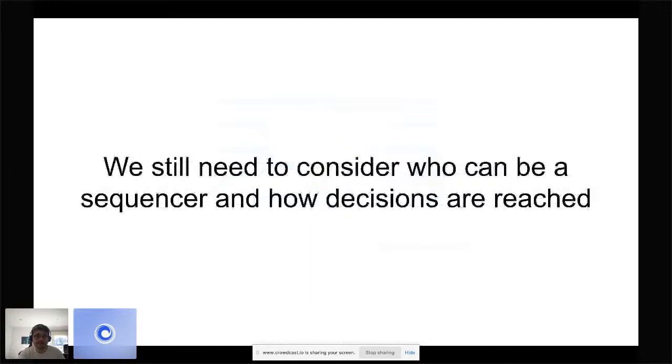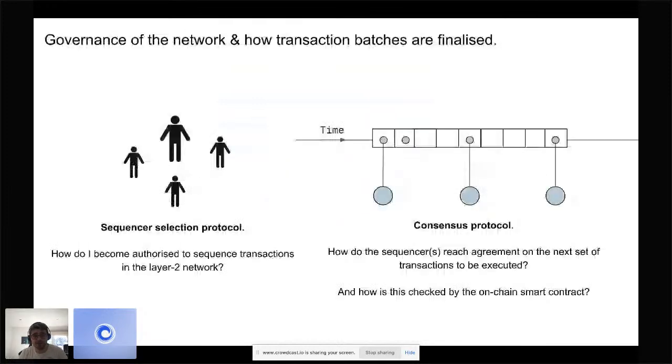So now we still need to consider who can be a sequencer and how are decisions reached. So we have to consider governance of the network and how transaction batches are finalized. How do I become a sequencer? Am I centralized? Is it proof of stake? Am I appointed? Etc., etc.